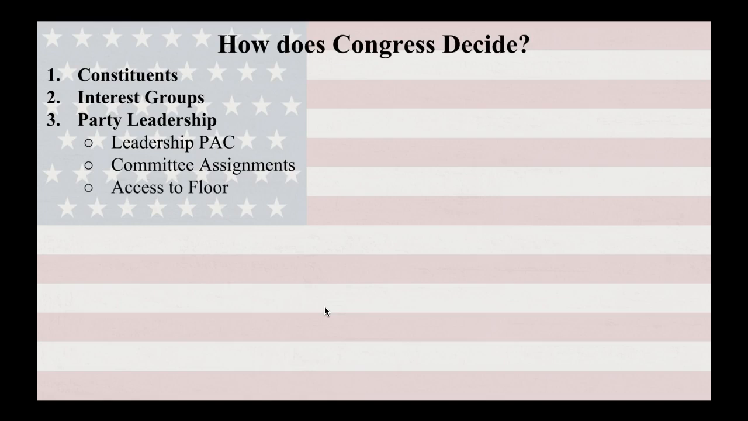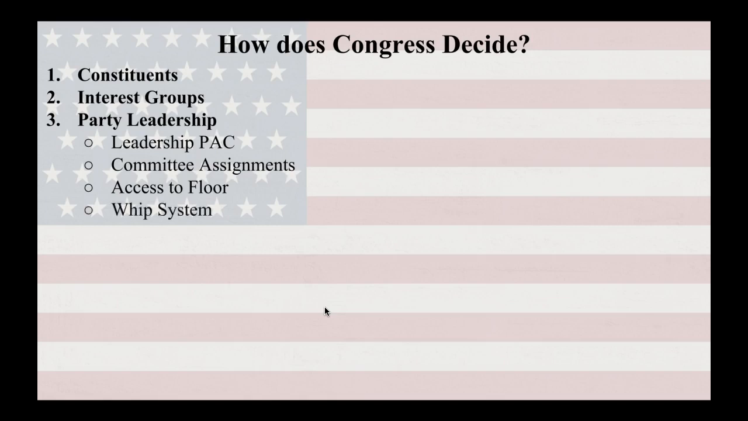Access to the floor. This is your ability to actually get floor time to speak in favor or against a certain bill. It allows you to get notoriety in the House of Representatives and allows you to prove to your constituents back home that you are doing legislative stuff and you are taking care of business. And because this is time that is allocated by party leaders, most members really attempt to stay on their party leadership's good side so that they are not punished by not having access to the floor.